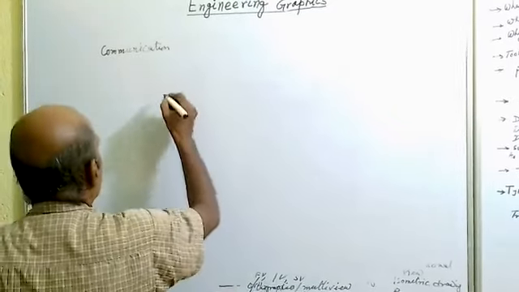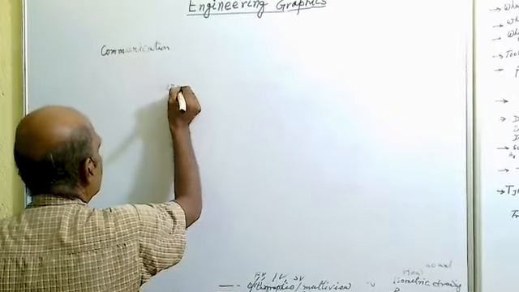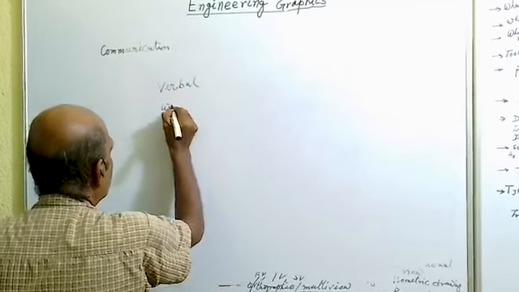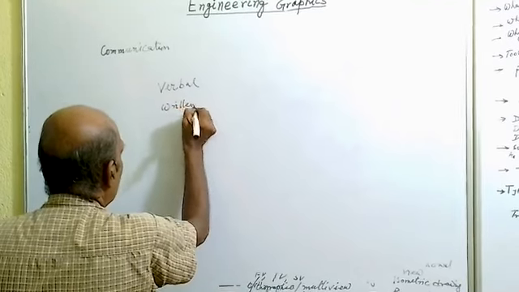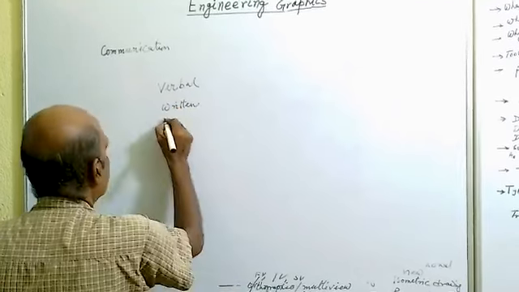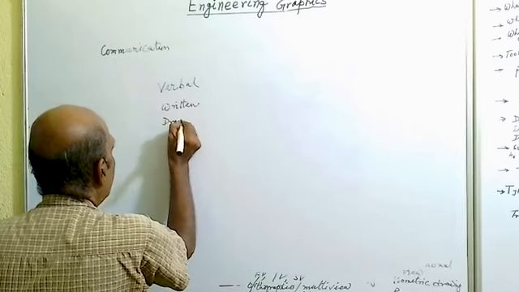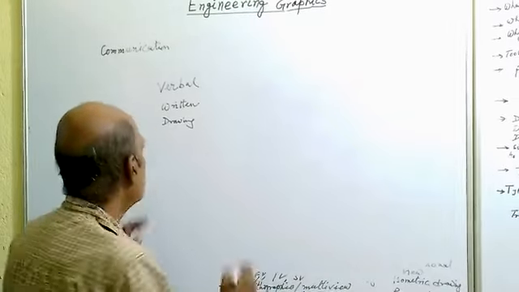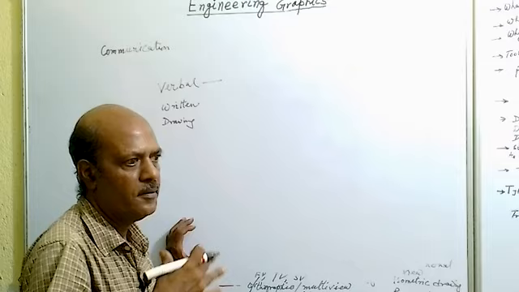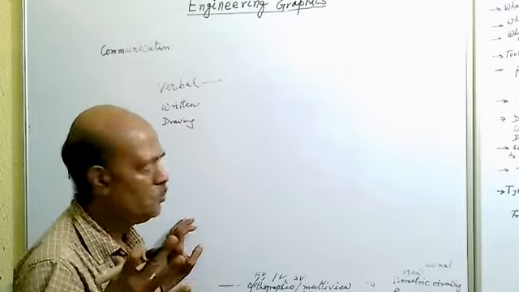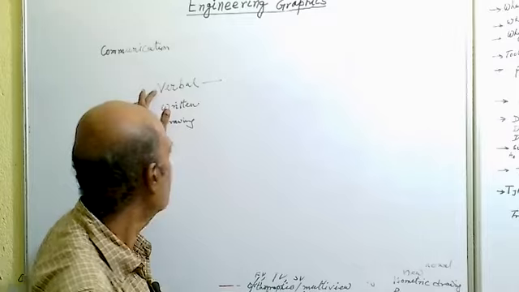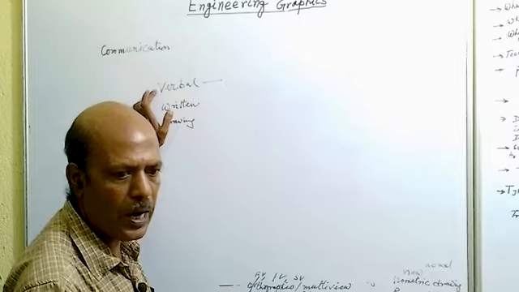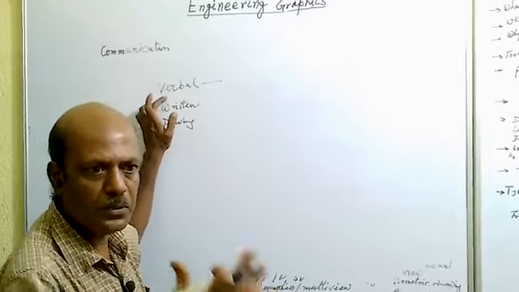Now, there may be verbal communication, written communication, and there may be drawing by which the idea from one person to another person can be transferred. In verbal communication, as I am talking, I am giving some idea to you. That type of communication is called verbal communication. As I am talking, the idea is transferred from me to someone.